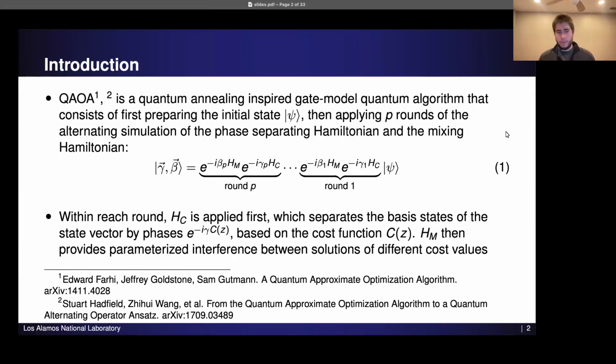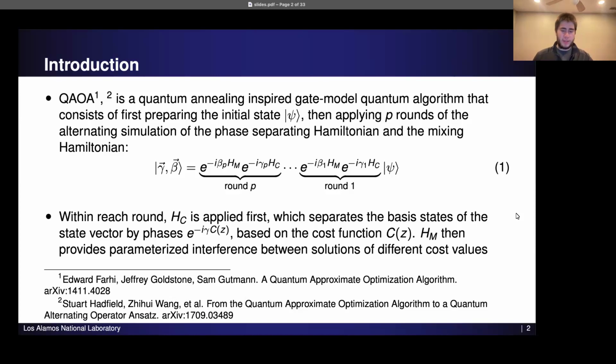So it's a purely discrete algorithm, and it consists of first preparing some initial state and then applying P rounds or layers or iterations, however you want to think about it, of the alternating simulation of the phase separating Hamiltonian and the mixing Hamiltonian. And you have some freedom over choosing different phase separating Hamiltonians and different mixing Hamiltonians. So within each round, H sub C is applied first, which separates the basis states of the state vector by phases based on the cost function that you've chosen.